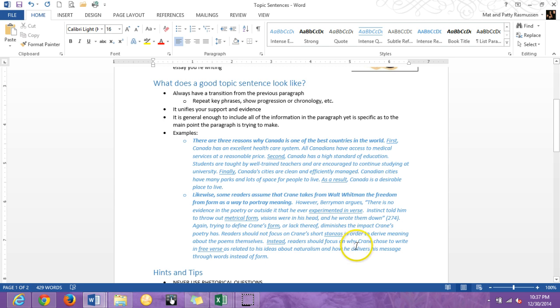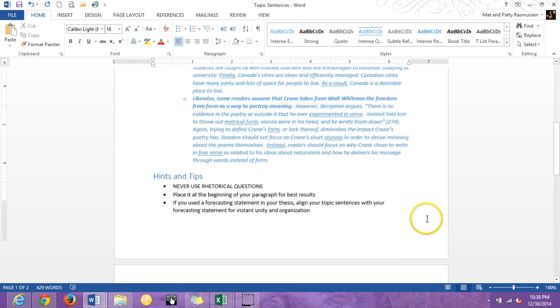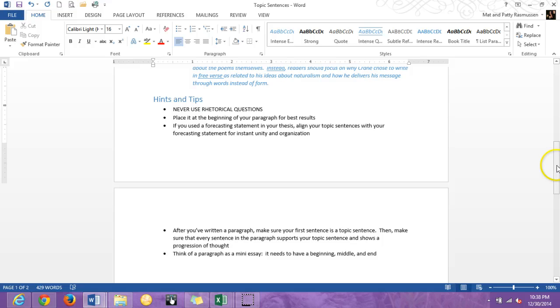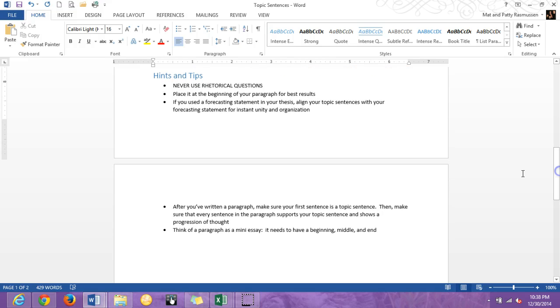So it's just like your essays. And your topic sentences act as your thesis statement. So hopefully this helps you visualize how your paragraph should be written as a whole, but especially starting with your topic sentence. So here's some more hints and tips on how to do this effectively.